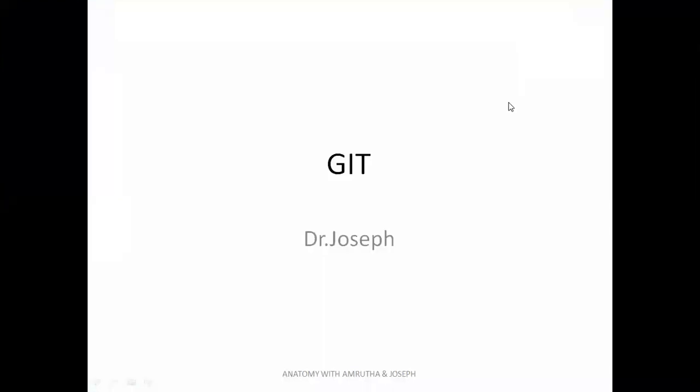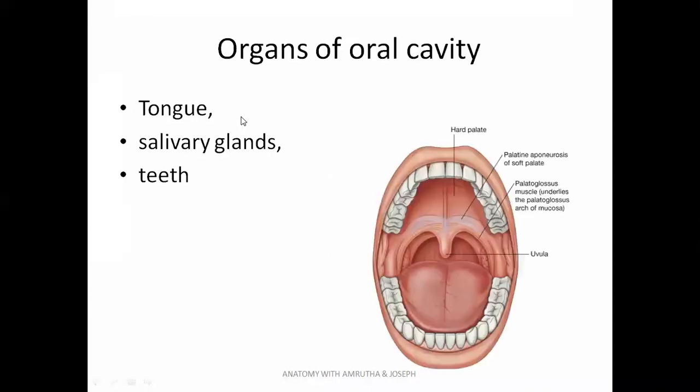Today we are going to see the gastrointestinal tract, GIT. First of all, we will see the oral cavity. So what are the organs in the oral cavity? They are the tongue, the salivary glands, which are the glands that produce saliva, and the teeth.